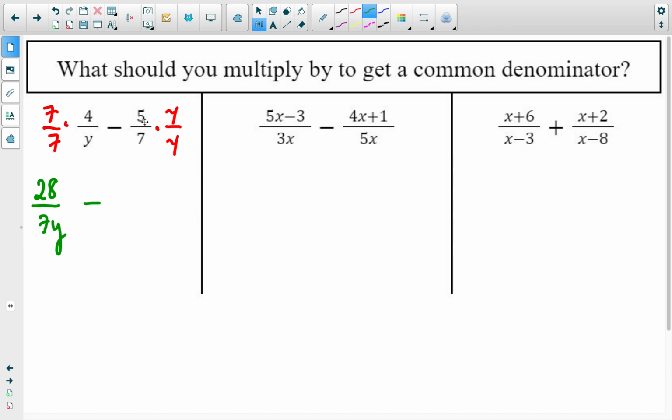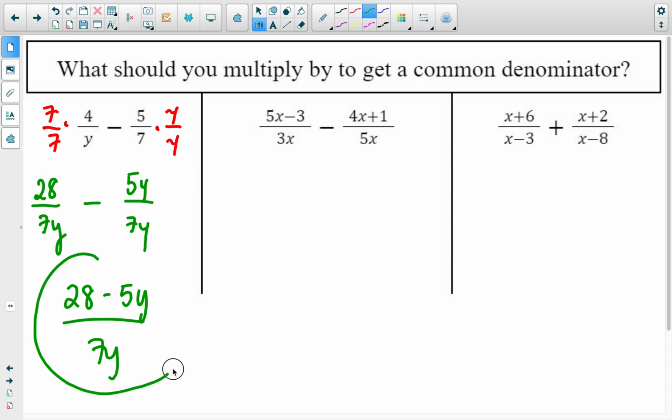Now multiply 5 over 7 times y over y. 5 times y gives us 5y. 7 times y gives us 7y. And look at that, now we have common denominators. We can combine these into a single fraction. Now ask yourself, can this be simplified further? Can this be factored? 28 minus 5y cannot be factored further. This is our fully simplified solution.